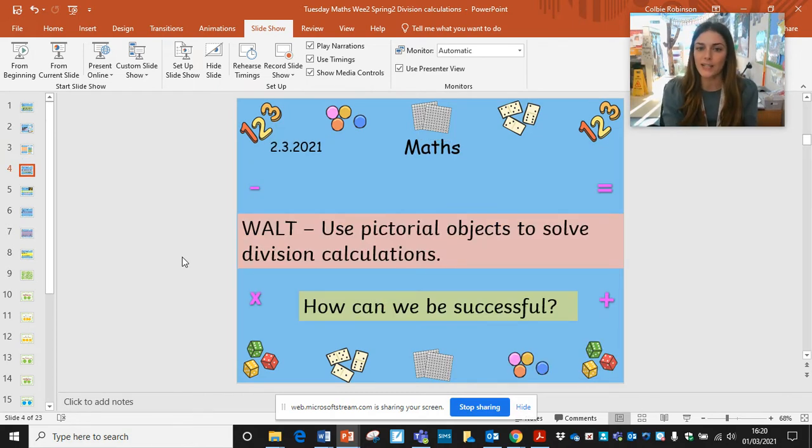Okay, we're learning today. So we are learning to use pictorial objects to solve division calculations. So how can we be successful? We need to know what we mean by pictorial objects. We need to know what we mean by division. So pictorial objects means instead of using physical objects, it is pictures. So instead of using actual apples, it is a picture or pictures of apples, or pictures of cubes, or pictures of cakes. Okay, and then we are solving those division calculations. So that just means a number sentence. Okay, and a division one is dividing, so that's sharing that we've practiced.